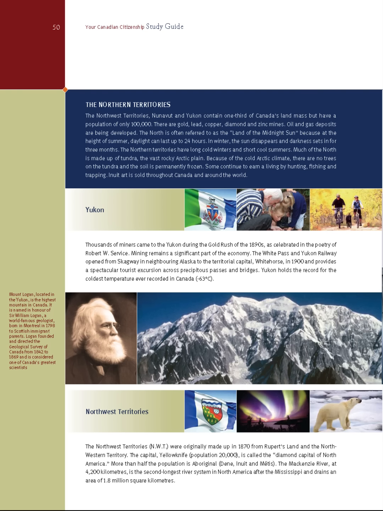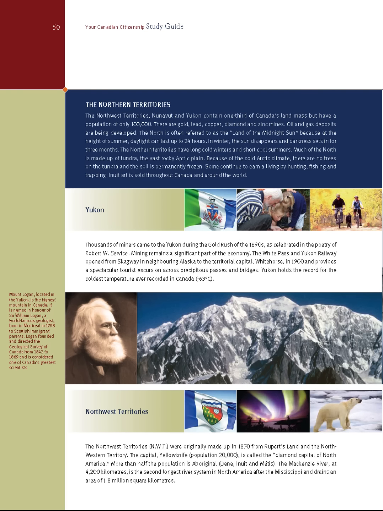The Northern Territories have long, cold winters and short, cool summers. Much of the North is made up of tundra, the vast rocky Arctic plain. Because of the cold Arctic climate, there are no trees on the tundra, and the soil is permanently frozen. Some continue to earn a living by hunting, fishing, and trapping. Inuit art is sold throughout Canada and around the world.